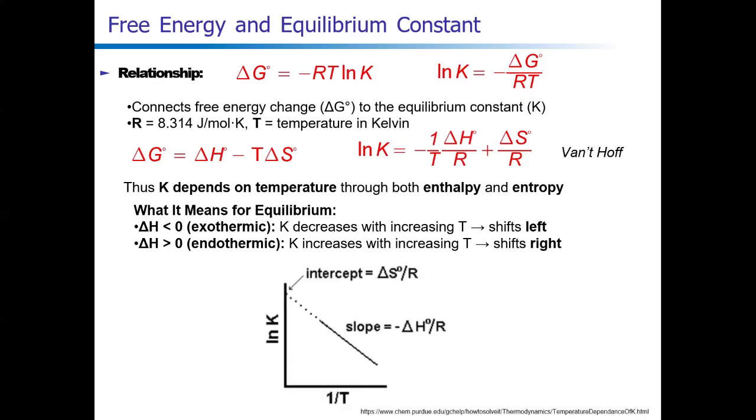This van 't Hoff graph shows the relationship clearly, where the y-axis is the natural log of K, and the x-axis is 1 over T. The slope of this line is the negative delta H over R, so for exothermic reactions, delta H is less than 0, and the slope is positive, meaning the natural log of K decreases as temperature increases. For endothermic reactions, the slope is negative, meaning that the natural log of K increases as T increases. So this graph gives us a visual of how K responds to temperature based on its sign, delta H.